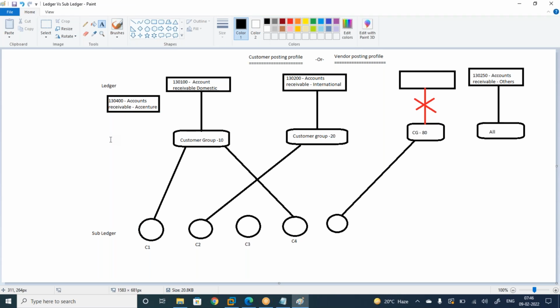For the remaining customers, how much amount of sales is happening? My business is mobiles and laptops. I'm purchasing laptops and I'm selling laptops is my business. I'm purchasing a lot and I'm selling to the different customers, but only for Accenture I want to track separately. Then I can tag directly here.